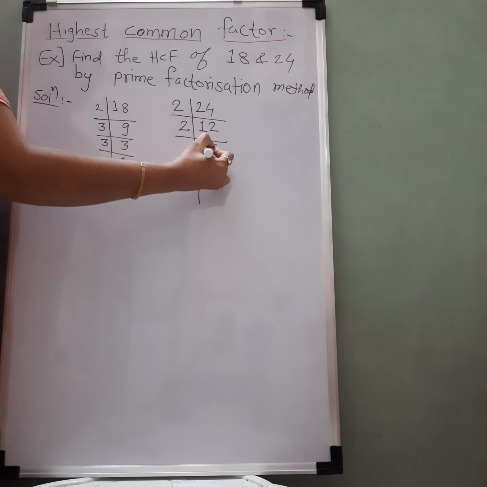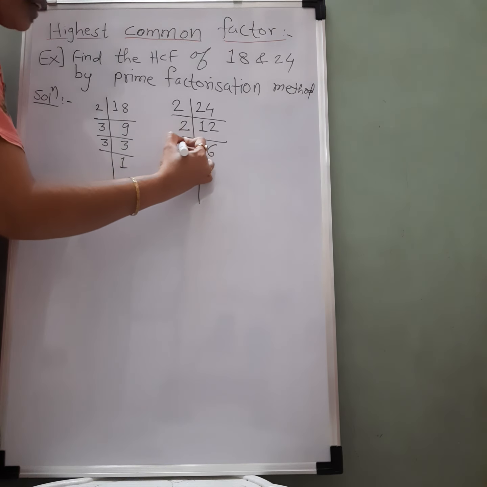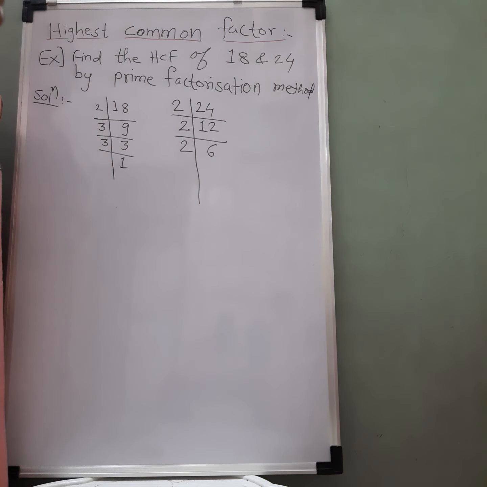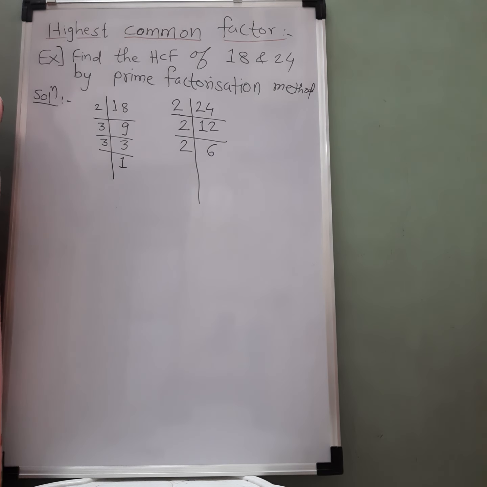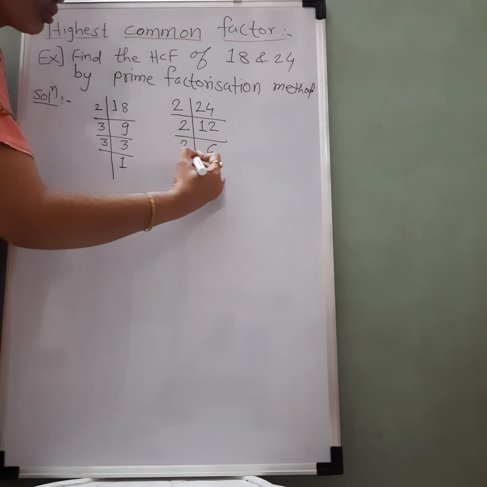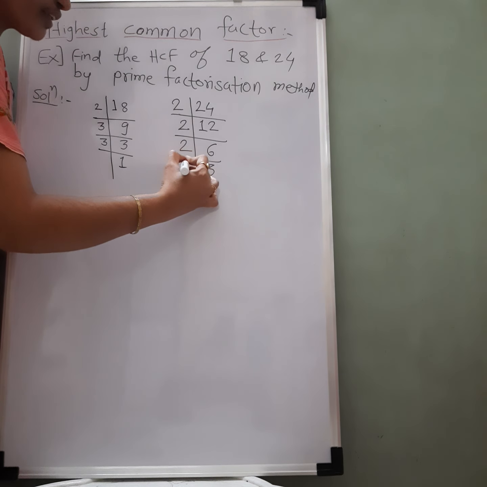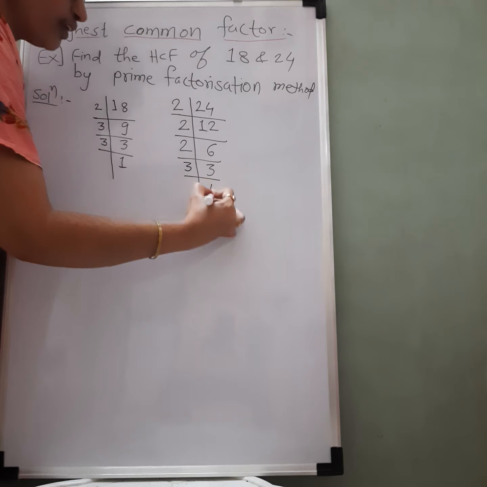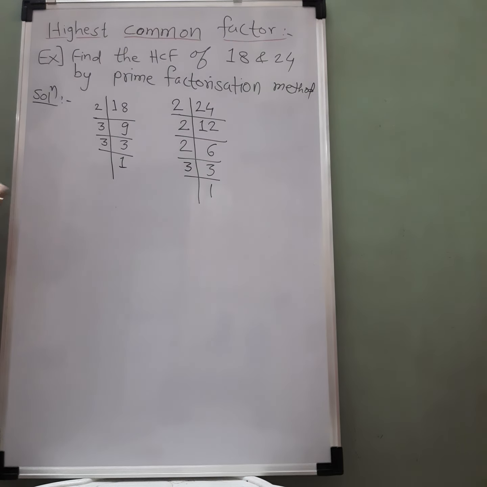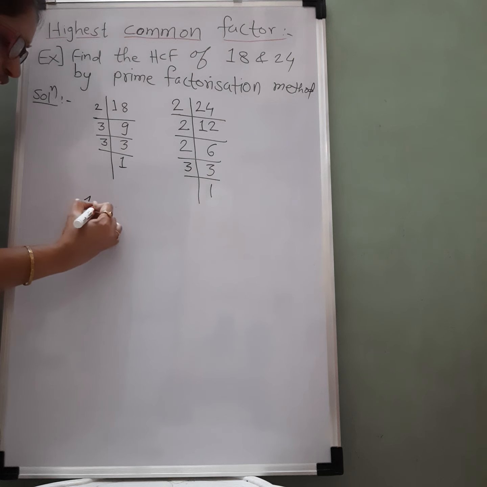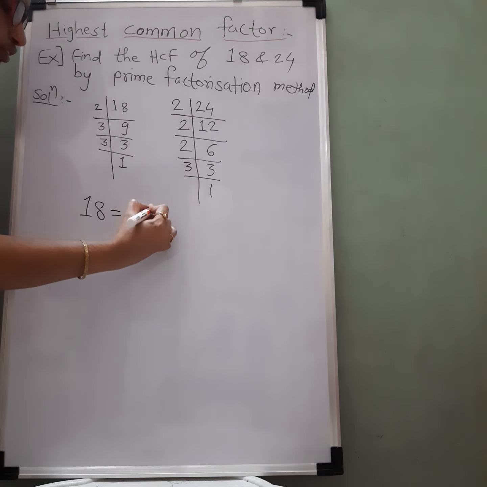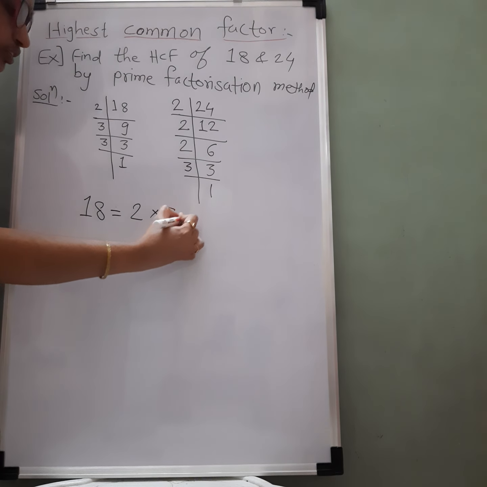Now this 6 is divisible by 2, since if the digit in the ones place is 0, 2, 4, 6 or 8, then that number is divisible by 2. Like that, 6 is divisible by 2. So 2 threes are 6, and 3 is a prime number, so it is divisible by itself, that is 3 ones are 3. Now we can write down the prime factorization of 18. The prime factorization of 18 is 2 into 3 into 3.